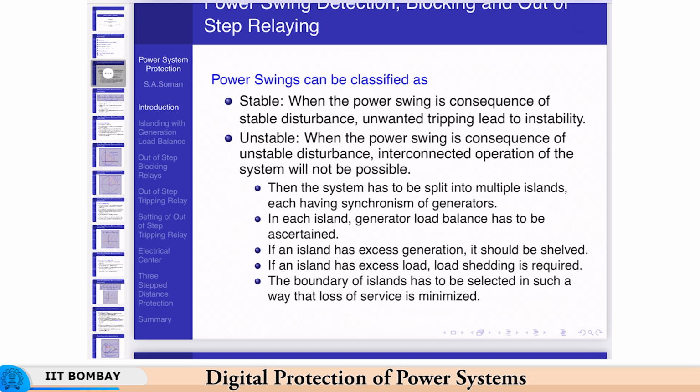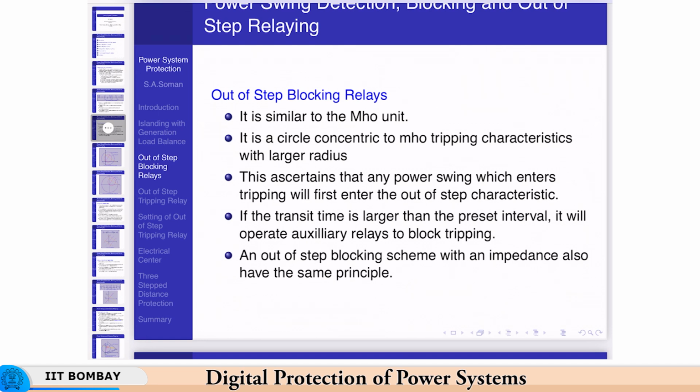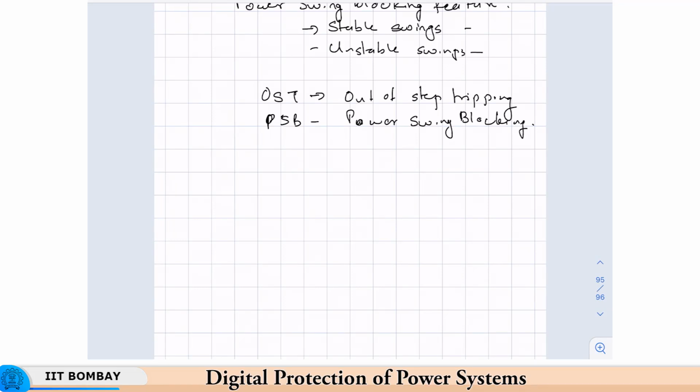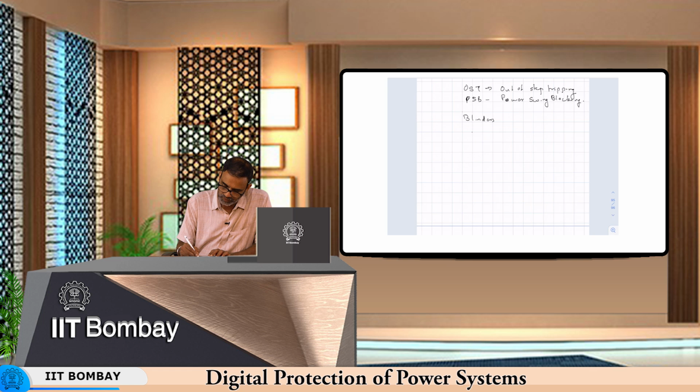So, this is again classifications. This is that example that we just saw, and how do we now block? Now, these are out of step blocking relays. Before that, let me explain the principle. Just to explain the principle, we will first talk of blinders. This is not necessarily always executed using blinders, but to understand the principle, it's a very useful tool. Now, blinders are nothing but reactance relays.